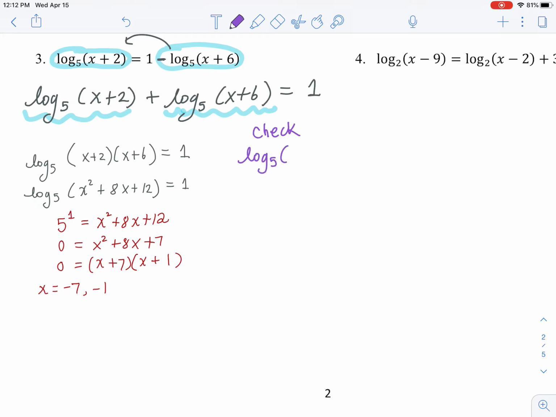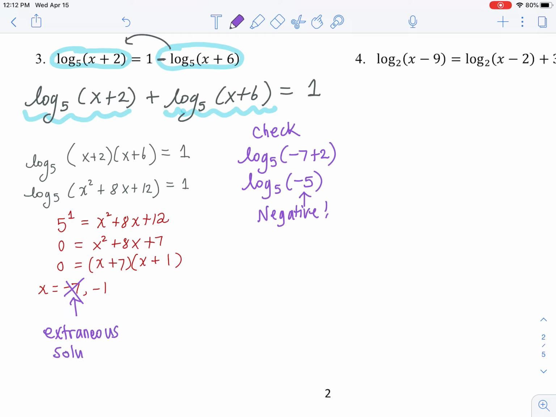So here's my check. Just going to plug it into the left side. Log base 5 of x plus 2, right? I'm going to do -7 plus 2. If I do that, I get log base 5 of what number? -5. Now, notice the argument came out to be negative. And that's a no-no, right? In the domain of a logarithmic function, we must have a positive argument. Therefore, this one, x equals -7, is an extraneous solution.